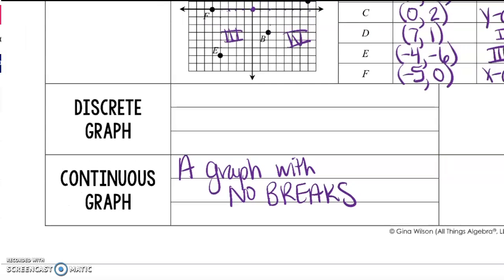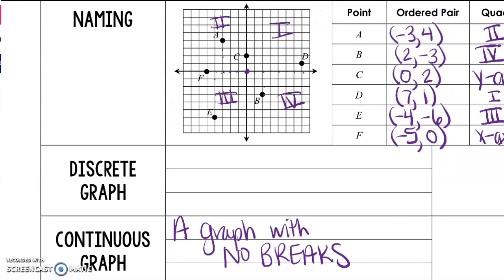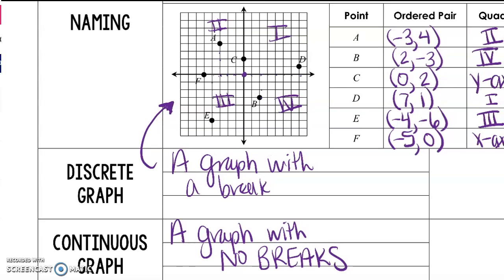A discrete graph is like what we have right up here. It's a bunch of ordered pairs all over the place. Now, it doesn't have to be that. Any graph with a break is considered a discrete graph. So at least one break, or it could be multiple breaks. For instance, right up here, this is considered a discrete graph because it's just ordered pairs everywhere. They're not connected. So you would have to pick up your pencil to get to each different ordered pair.